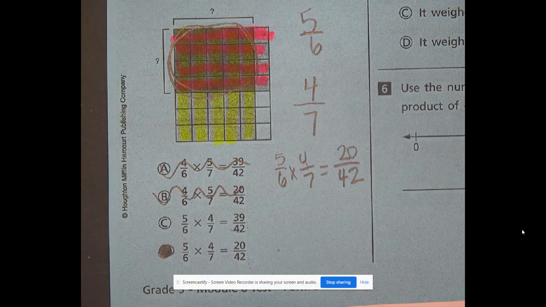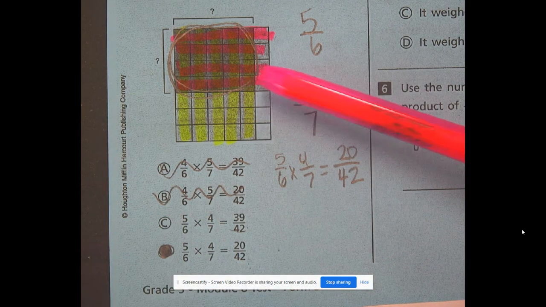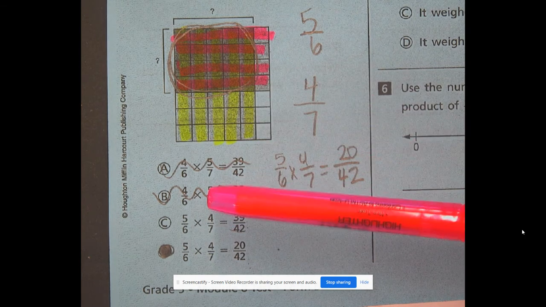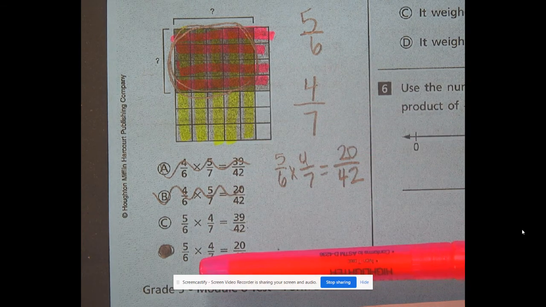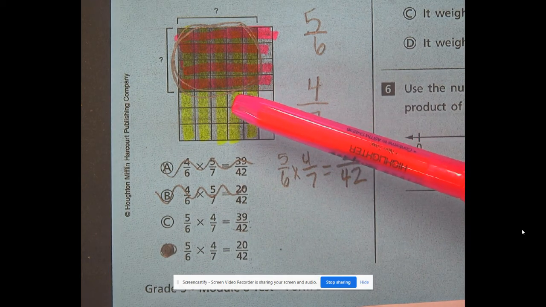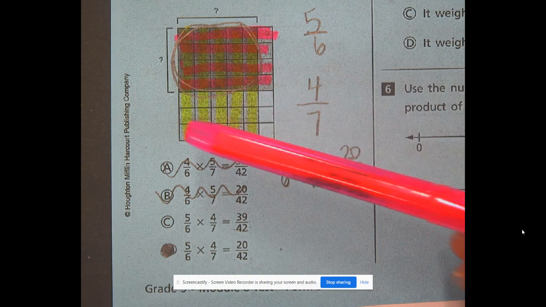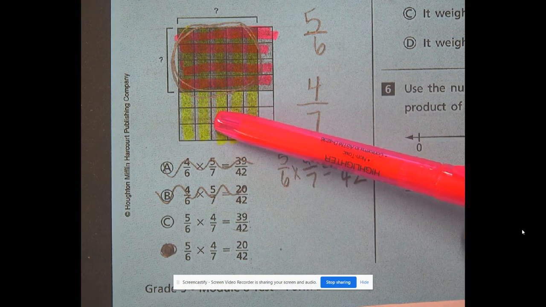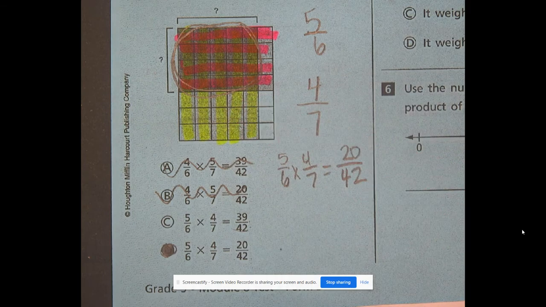Okay? Use your highlighters, guys. Your brain has been trained with these highlighters. So use them so you can see the fractions that you're working with. Okay? Thumbs up if you feel like you understand this concept. We've done it a lot. Use your highlighters so that you can see the fractions.